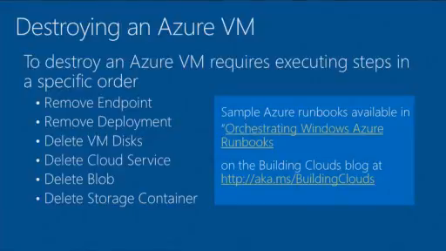So when I want to deprovision or retire a machine, so to speak, you'll see here I've just got a list of the high-level order of operations. I'm going to remove the endpoints, the way that I connect into the virtual machine, remove the deployment, delete the disks, which then gives me the capability to start deleting what's within.